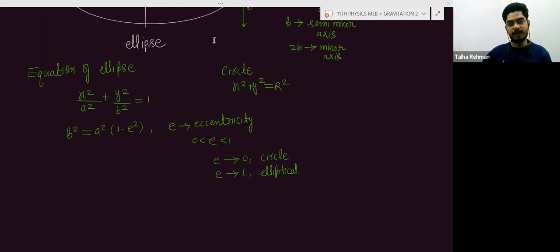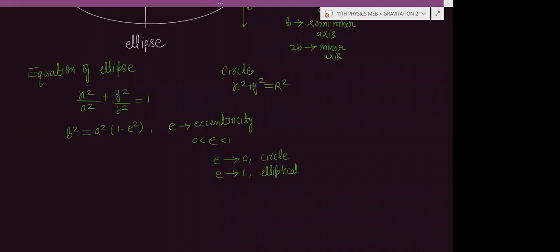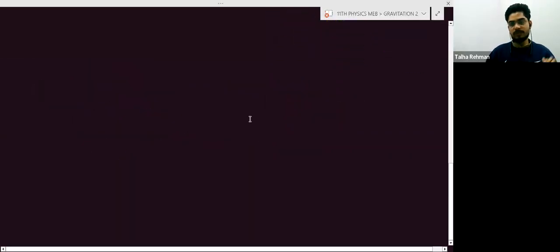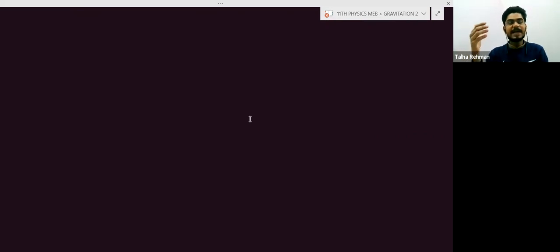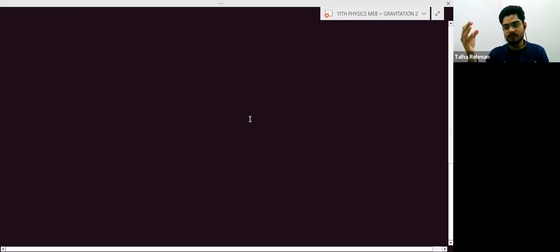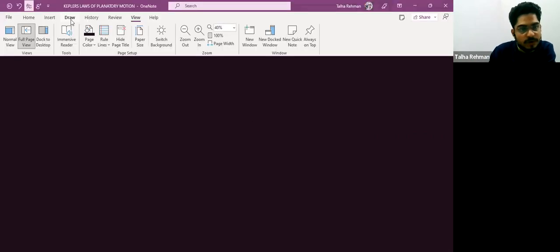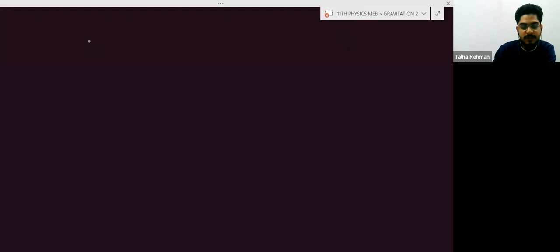Okay, Shiva, done? Okay. Now Kepler's first law, and this is the last topic of this chapter, Kepler's laws of planetary motion. Basically, Kepler's laws give the information about how the planets are revolving. Okay, so Kepler's first law.